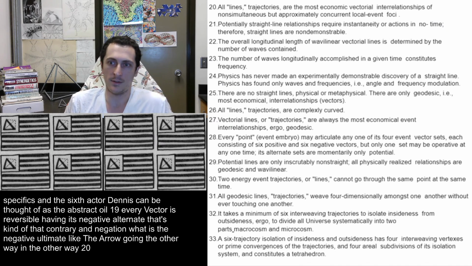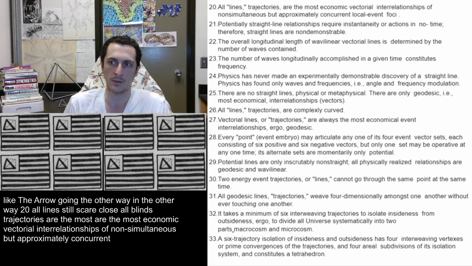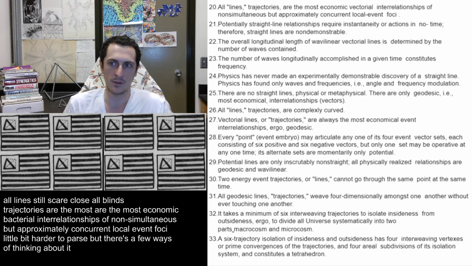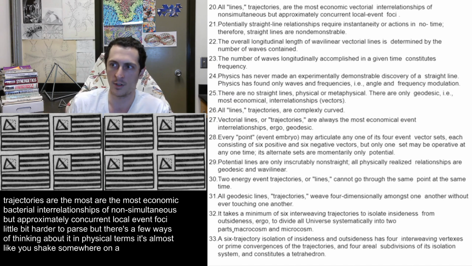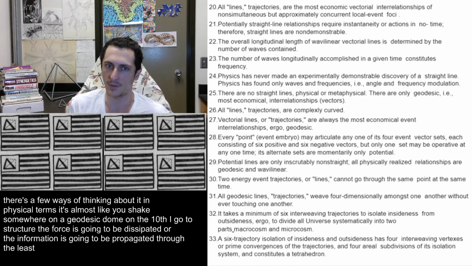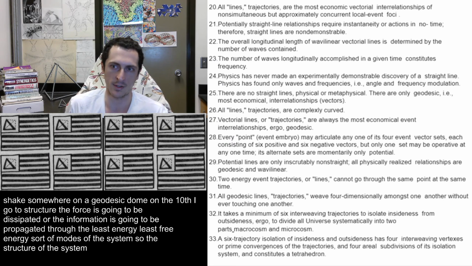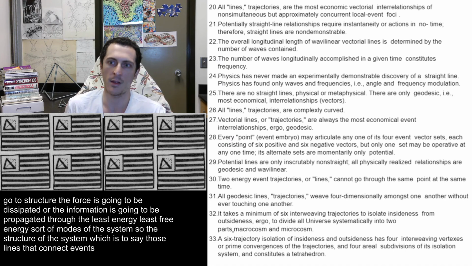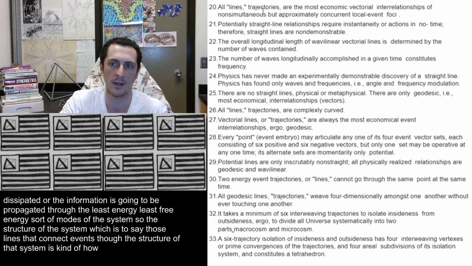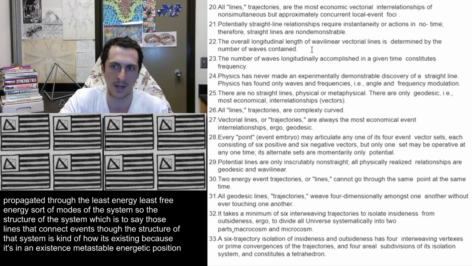20. All lines, still scare quotes, all lines, trajectories are the most economic vectorial interrelationships of non-simultaneous but approximately concurrent local event foci. Little bit harder to parse, but there's a few ways of thinking about it. In physical terms, it's almost like if you shake somewhere on a geodesic dome, on a tensegrity structure, the force is going to be dissipated, or the information is going to be propagated through the least energy, the least free energy sort of modes of the system. So the structure of the system, which is to say those lines that connect events, is kind of how it's existing, because it's in an existence metastable energetic position. Otherwise, it doesn't have existence.